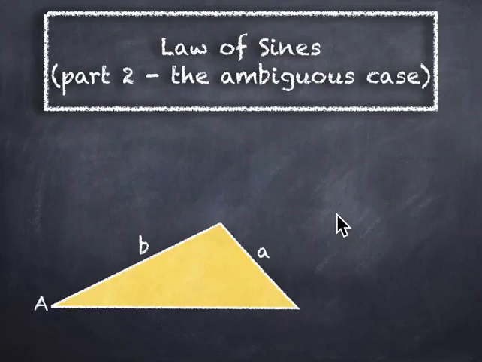Welcome back to part 2 of our study of the law of sines. In this video, we're going to look at the ambiguous case, which is the combination shown here, where you know two sides and the angle that's not in between them.